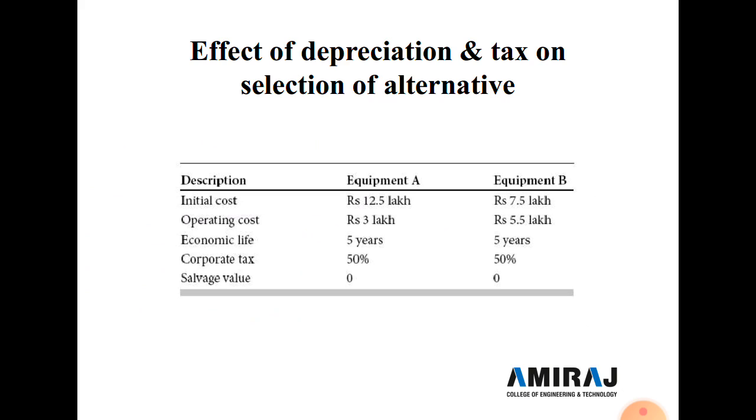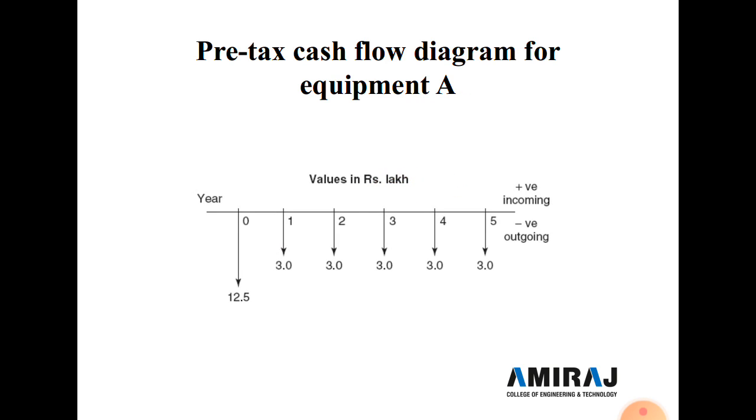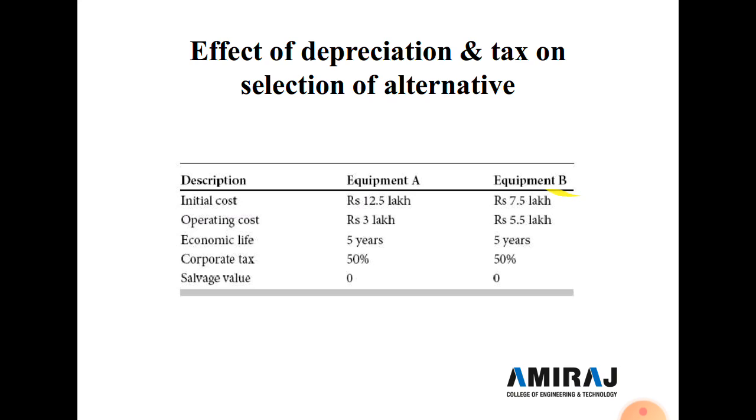The initial cost for equipment A is 12.50 lakh, and equipment B initial cost is 7.5 lakh. Similarly, the operating cost for equipment A is 3 lakh, and for equipment B, 5.5 lakh. The economic life is 5 years for equipment A, and for equipment B the economic life is also 5 years. Corporate tax is 50% for both, and the salvage value is 0. So at the end of the 5 years, the salvage value is 0.